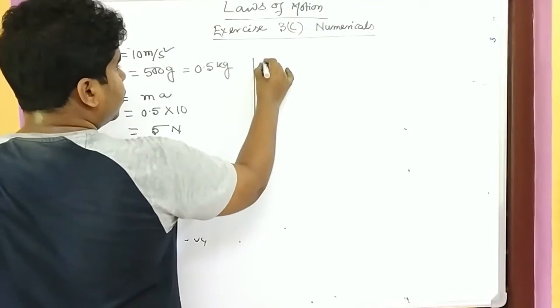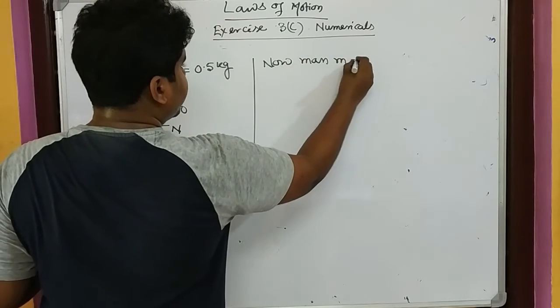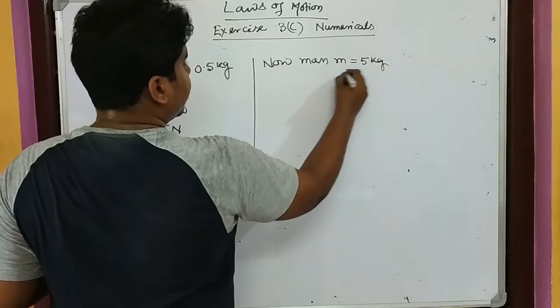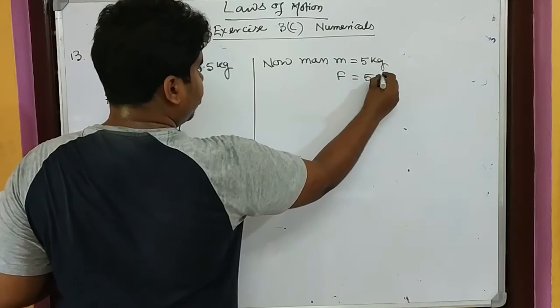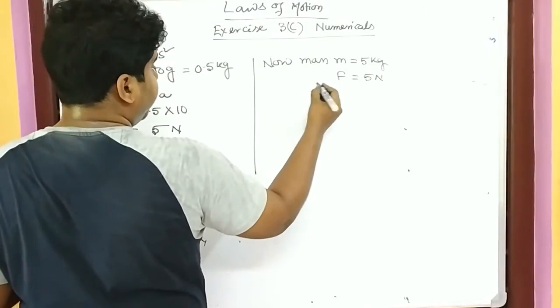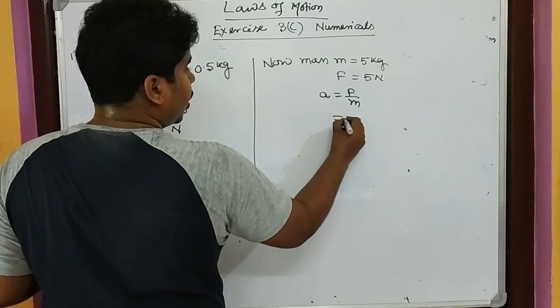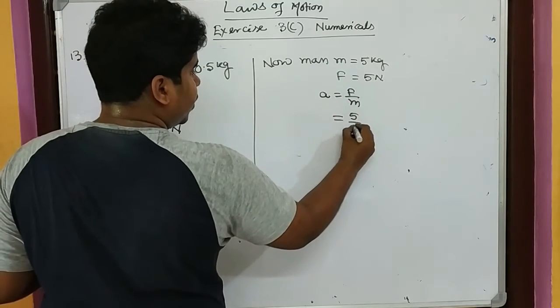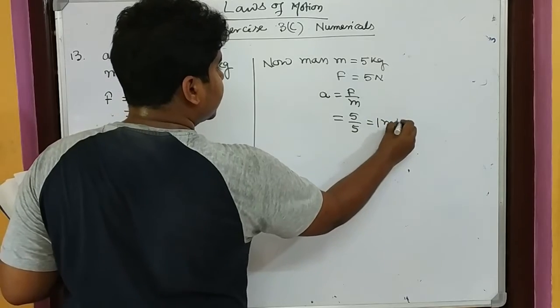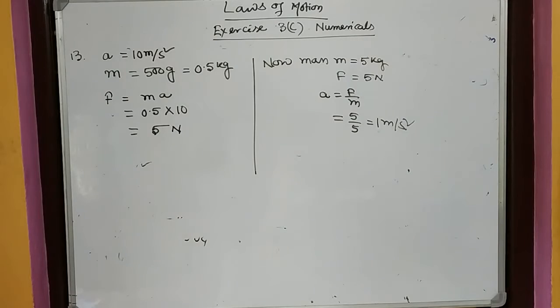So now mass m equals 5 kg, F equals 5 Newton, because the same force is applied here. So F equals 5 Newton, and then acceleration will be F by m. So F equals 5, this is 5, so it is 1 meter per second square. Very easy numerical. Question number 13. It will not take much time to complete.